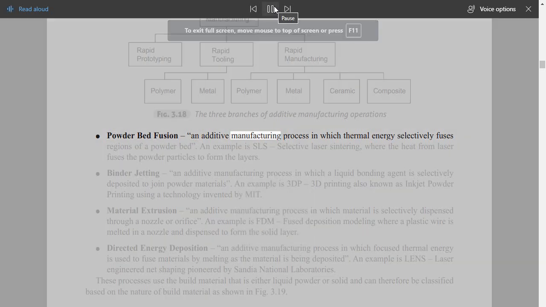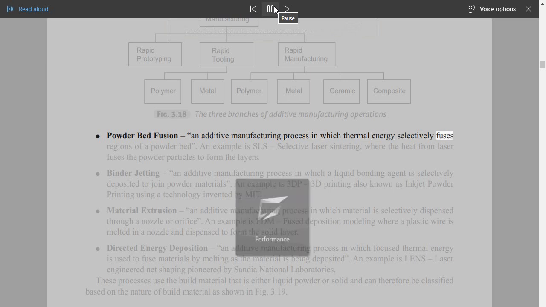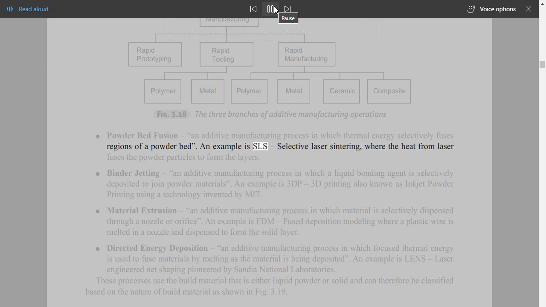Powder bed fusion, an additive manufacturing process in which thermal energy selectively fuses regions of a powder bed. An example is SLS, selective laser sintering, where the heat from laser fuses the powder particles to form the layers. Binder jetting, an additive manufacturing process in which a liquid bonding agent is selectively deposited to join powder materials. An example is 3DP, 3D printing, also known as inkjet powder printing, using a technology invented by MIT. Material extrusion, an additive manufacturing process in which material is selectively dispensed through a nozzle or orifice. An example is FDM, fused deposition modeling, where a plastic wire is melted in a nozzle and dispensed to form the solid layer.